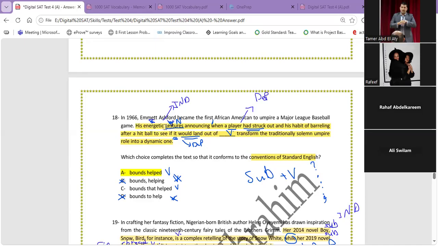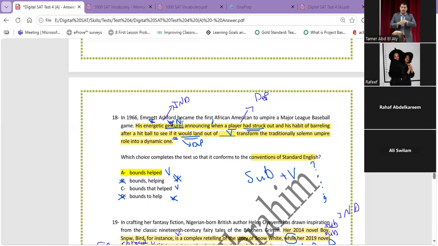His energetic gestures announcing, take care. Energetic gestures announcing when a player had struck out and his habit of barreling after a hit to see if it would land out of the park. Now we just need to analyze this. He said here, his energetic gestures announcing. This is a noun, the subject.